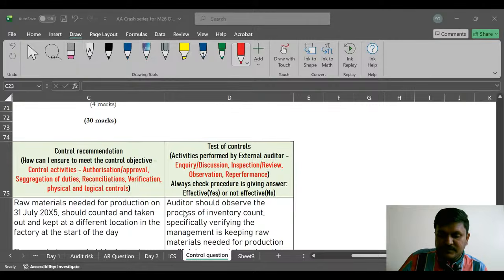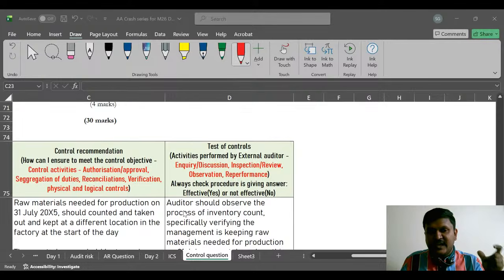Now, to identify the keywords, you can refer to the past question papers. You can refer to the revision kit framing of the answers. Look at the key things being pointed out, repeated in almost every question. Those are your keywords, and you can use them. So keywords in substantive procedures will be found in the same way.